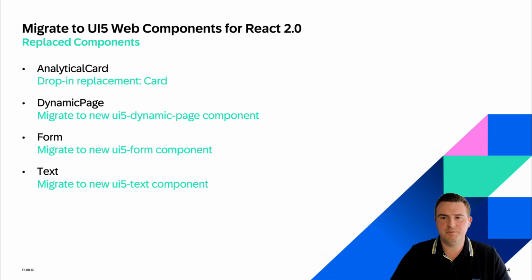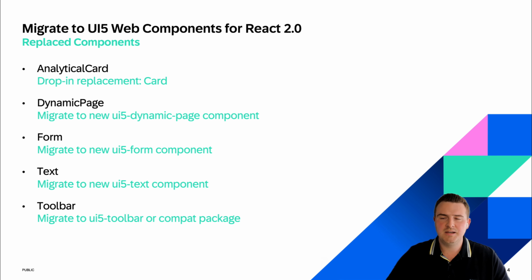Then we come to three components, which were also shared by Peter and Doug: the dynamic page, the form, and the text. For all three components, we had implementations in UI5 Web Components for React, but as these components are now available as web components, and Angular and Vue can also benefit from them, we decided to replace our existing implementations of those three components, and now the new web components are used there. As mentioned before, those are a bit more complex, so please read through the migration guide when doing the transformation on those three components.